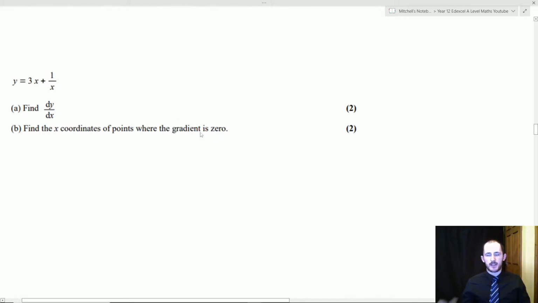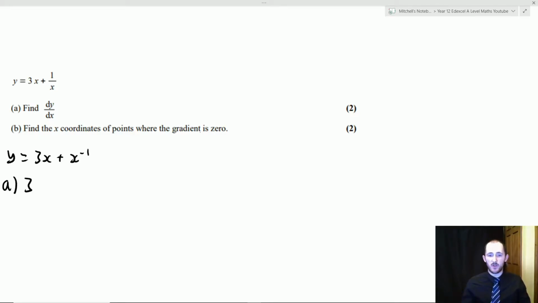Here are some other things that can get a bit interesting. So we have y equals 3x plus 1 over x. So I'm actually going to rewrite this again, x to the minus 1. And we need to first find dy by dx. So again, this power just disappears, right? Because it's 3x to the 0. So if we write x to the 0, that becomes 1. Plus, bring the minus 1 forward, x to the minus 2. So in other words, dy by dx equals 3 minus x to the minus 2.